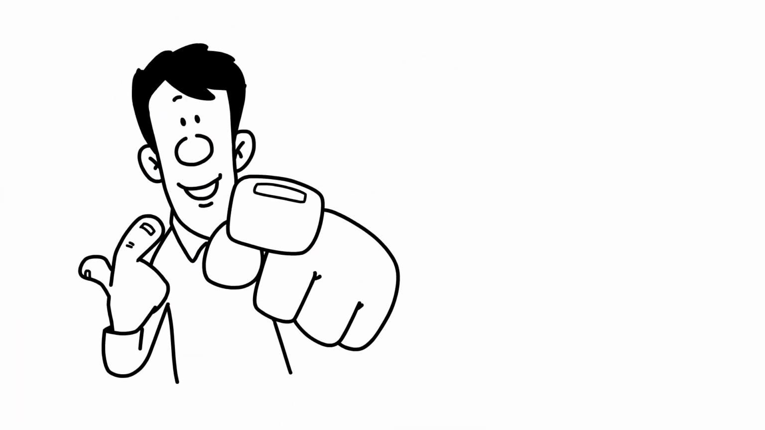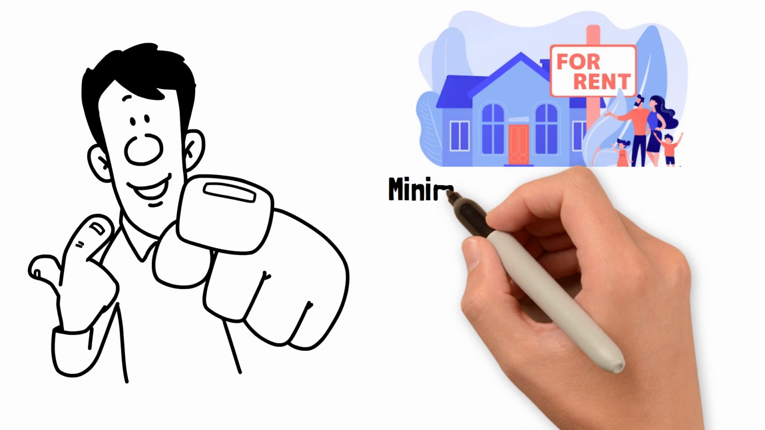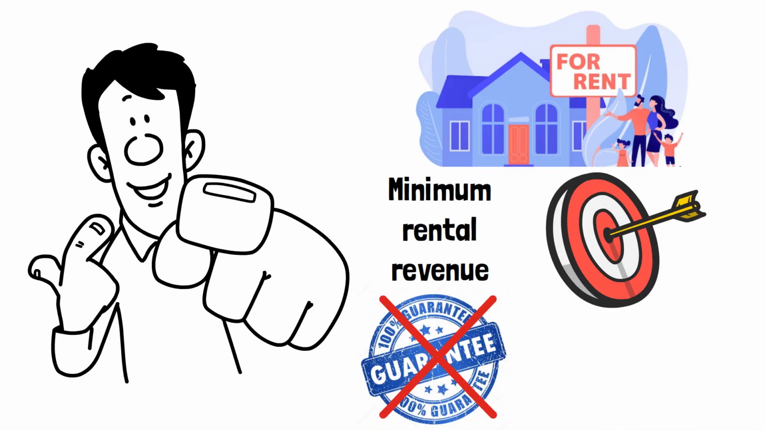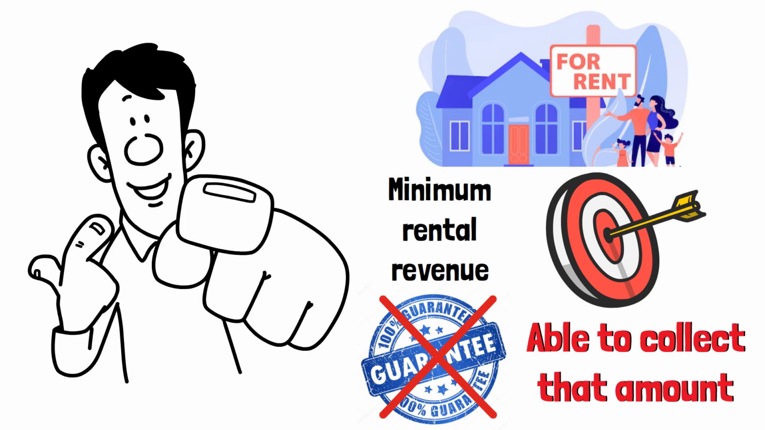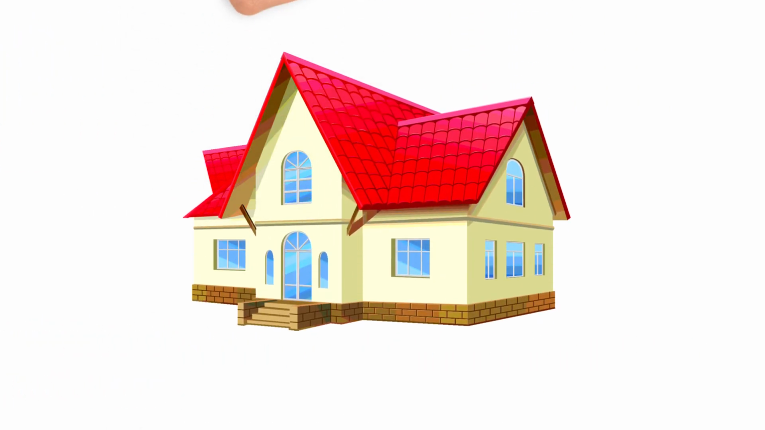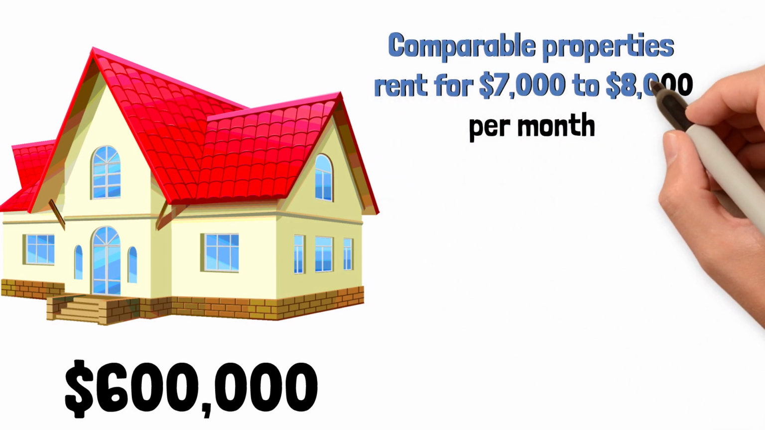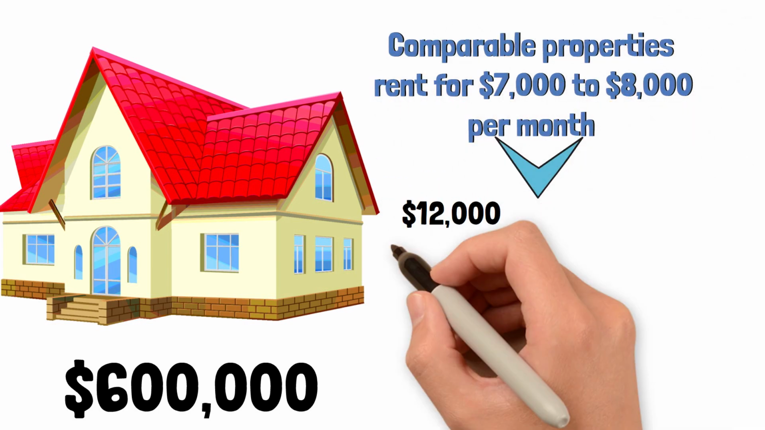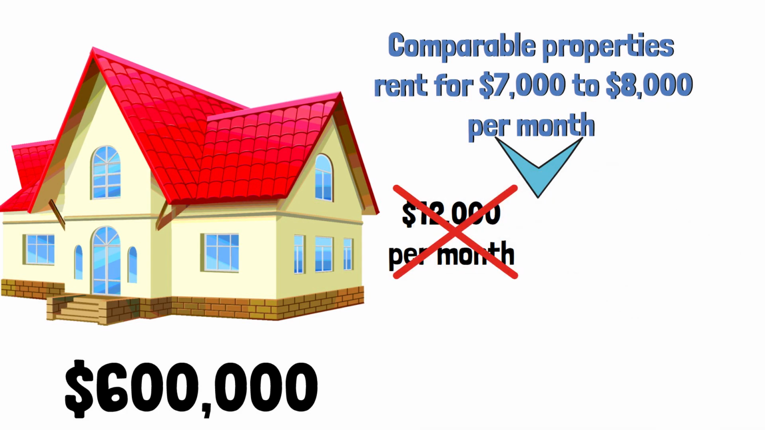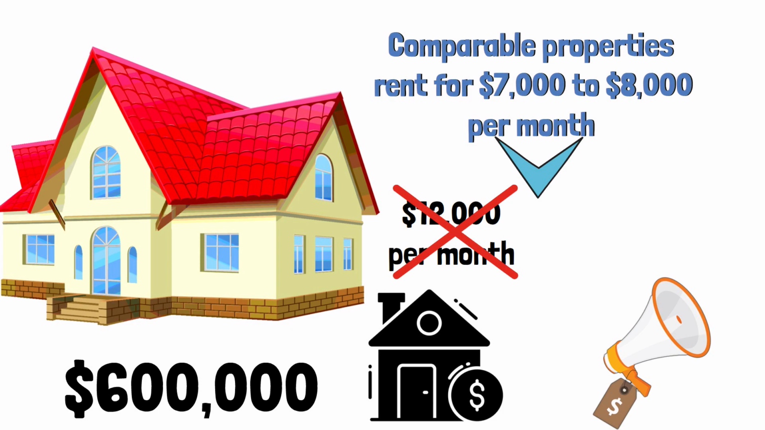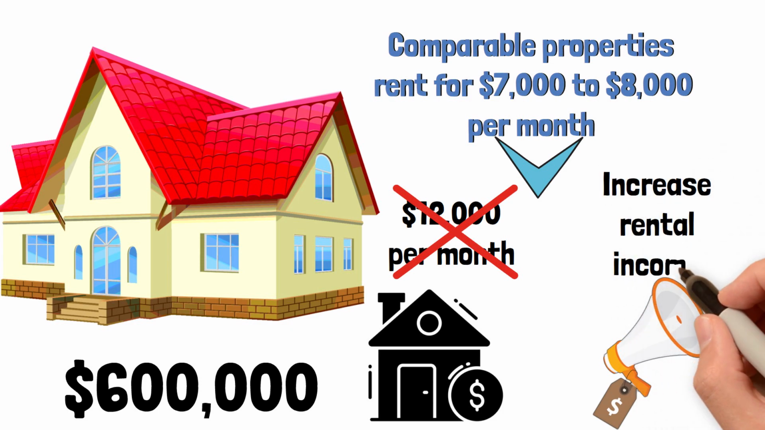When determining rental prices for a property, the 2% rule tells you the minimum rental revenue you should aim for. It does not, however, guarantee that you'll be able to collect that amount. For example, if a $600,000 house is located in a rental market where comparable properties rent for $7,000 to $8,000 per month, expecting to receive $12,000 per month may be impractical. Other expenses such as property upgrades or marketing costs would have to be considered to increase rental income.